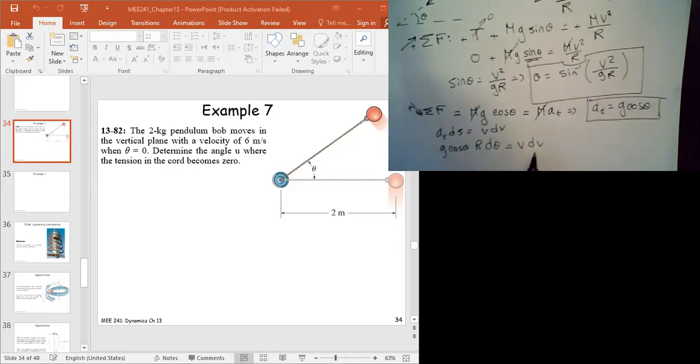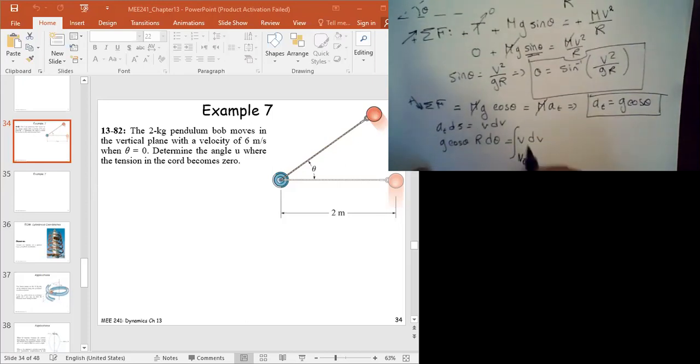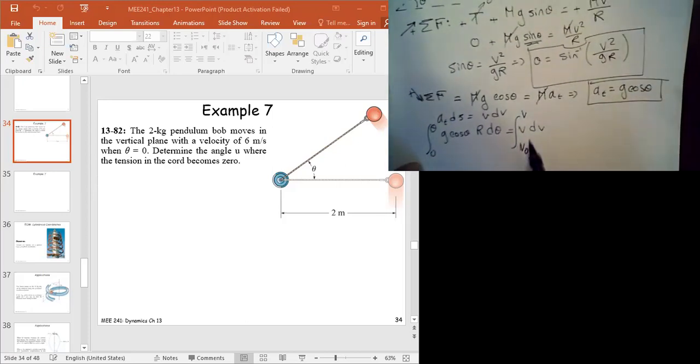I know the initial velocity is V0, and I need to find the velocity at any angle theta. How can I do that? I want to integrate this side from V0 to V, and this side from 0 to theta. Since AT ds is equal to v dv, I'm going to integrate these two.